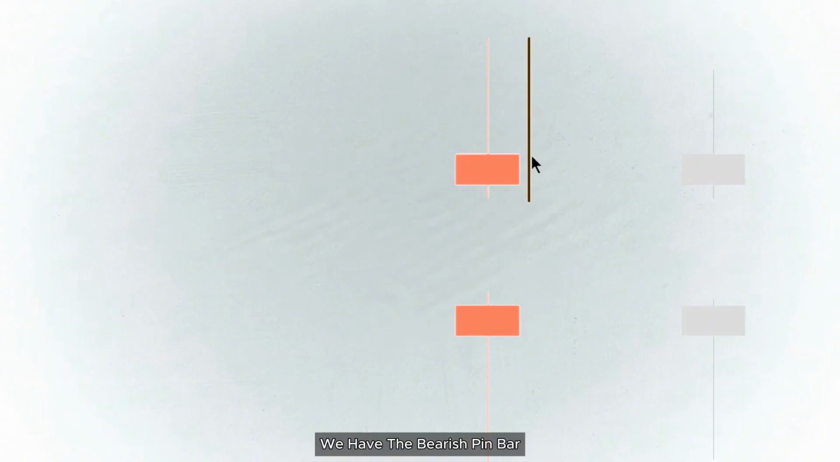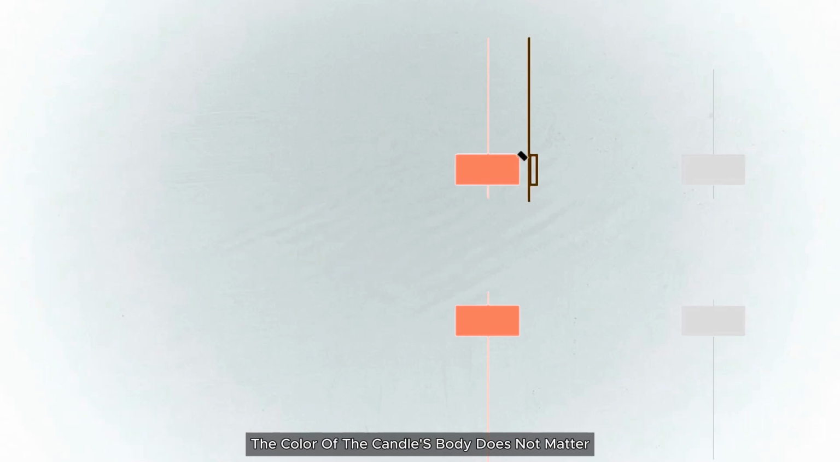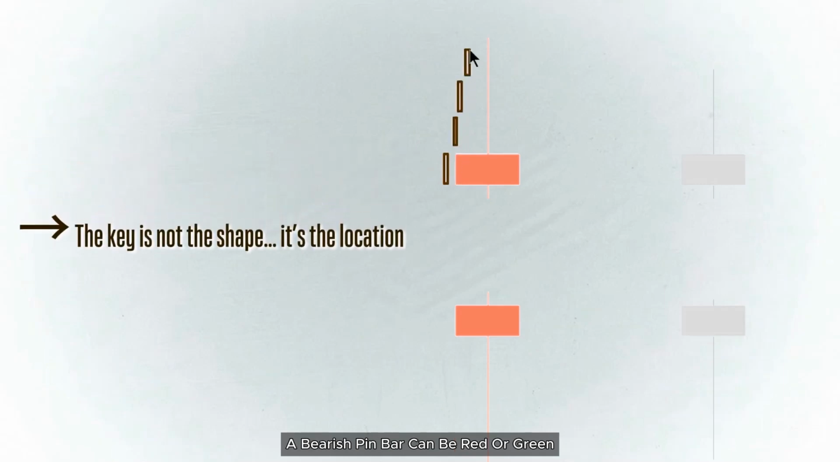On the flip side, we have the bearish pin bar. It's the exact opposite, a tiny body but a massive upper wick. Now listen up, because here is a golden rule you absolutely must commit to memory. The color of the candle's body does not matter, like at all. A bullish pin bar can be red or green. A bearish pin bar can be red or green. It is completely irrelevant. The true signal isn't in the color, it is all in the wick.